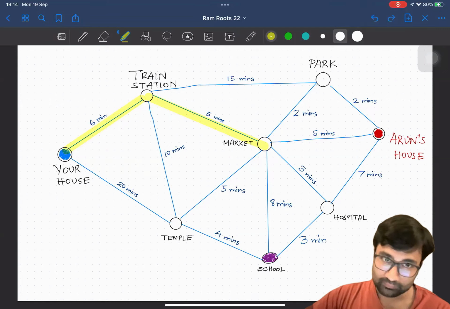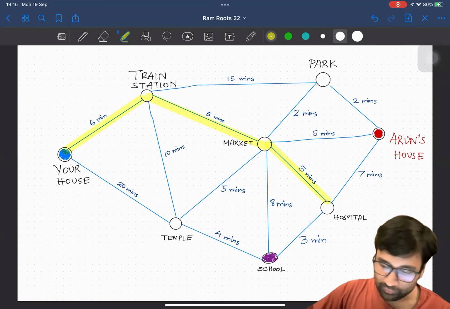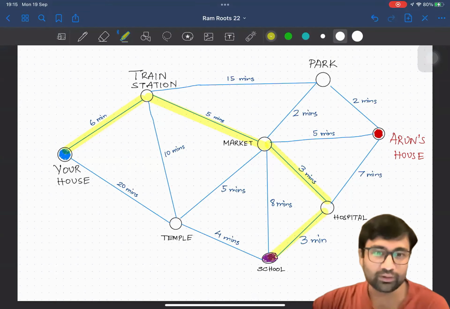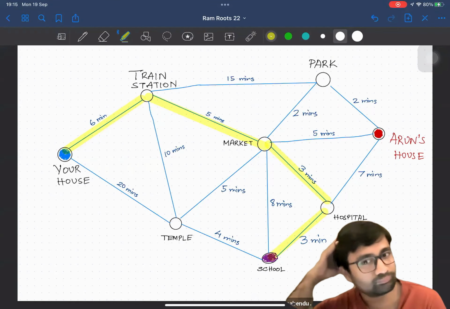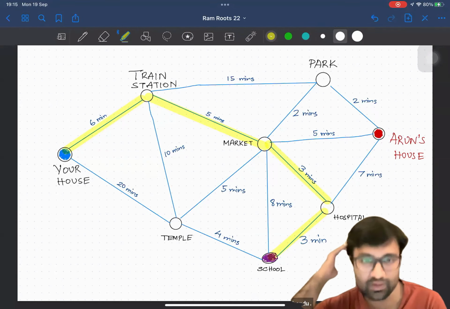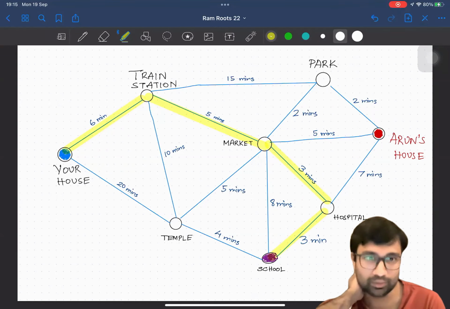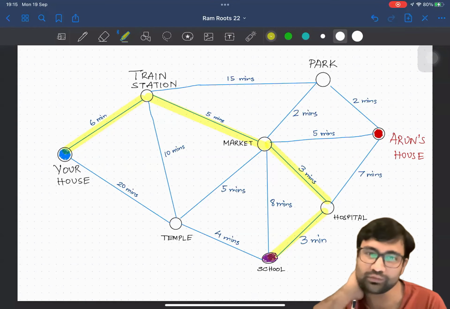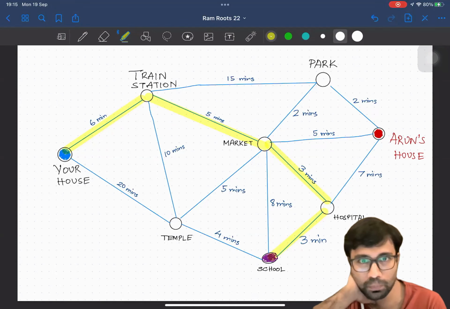Sir, the shortest route is from the market to the hospital, then hospital to school. Okay. How much time have you taken? 19. Sir, it's 17 minutes. 17. Okay. So do you think there is any other faster way? No, sir. There is no faster route?